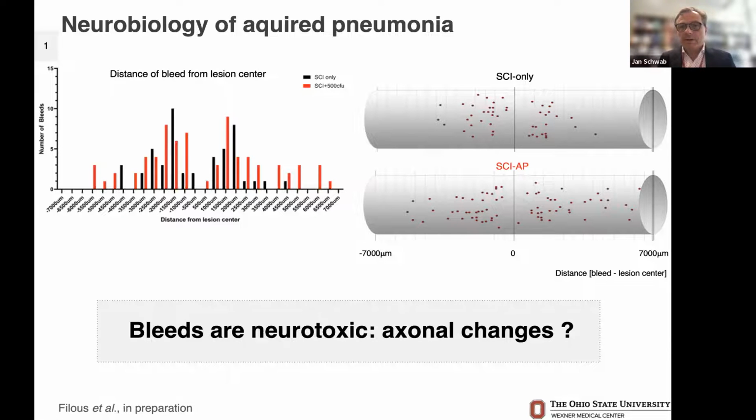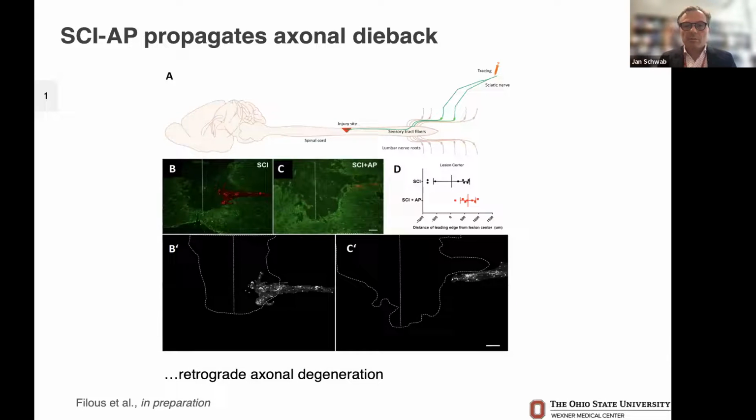Bleeds are known to be neurotoxic, so of course, the implication is also the question of whether the axonal circuitry can be affected, whether there are axonal changes. To address this question, we applied a design to check for axonal dieback, which works like this, illustrated here as a design: labeling the sympathetic nerve and looking at that at the lesion site, to see how the labeled axons are behaving over time.